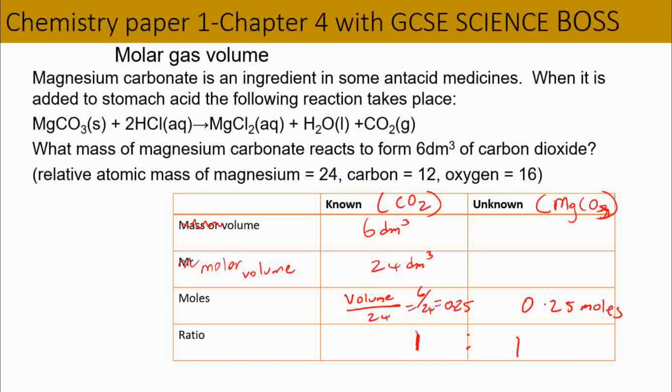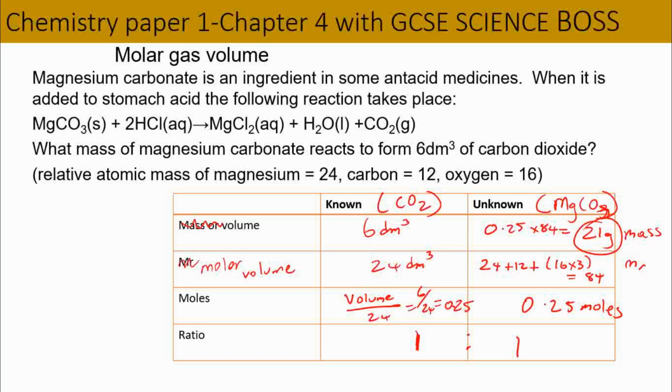Alright, going back, we now need to work out the Mr for magnesium carbonate. So magnesium carbonate is going to be 24 plus 12, which is carbon, plus 16 times 3, which gives me an answer of 84. So therefore, to work out my mass, which is what the question is asking you, it's going to be 0.25 times 84, and that will give me an answer of 21 grams.